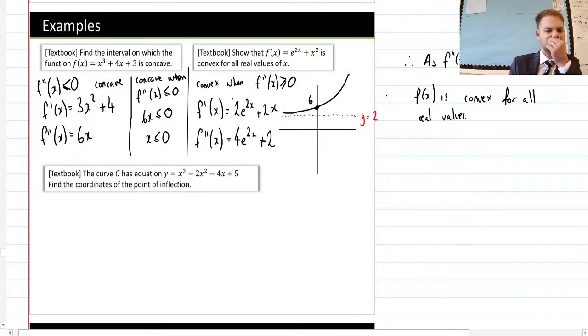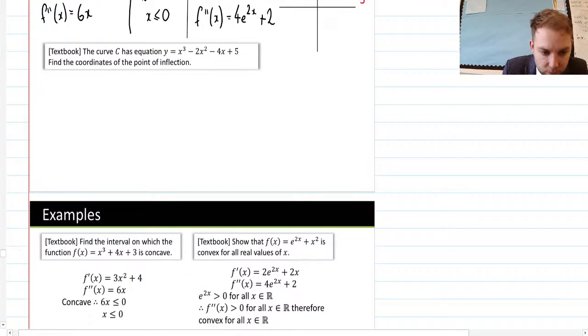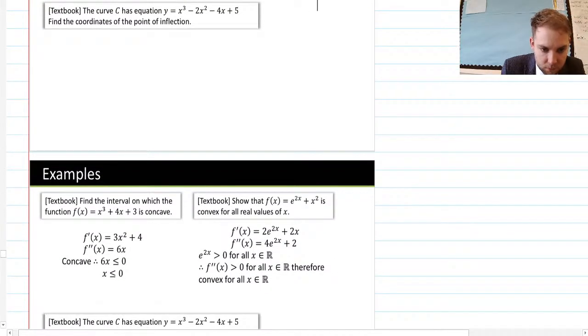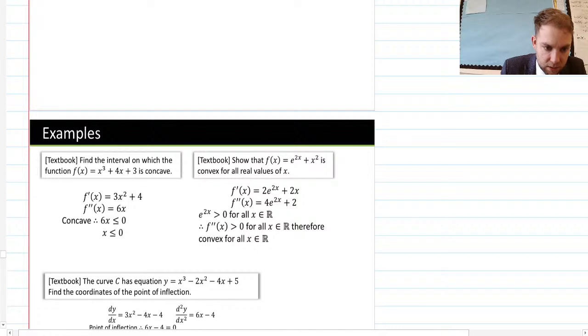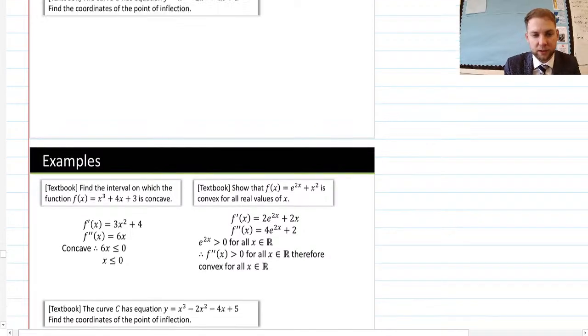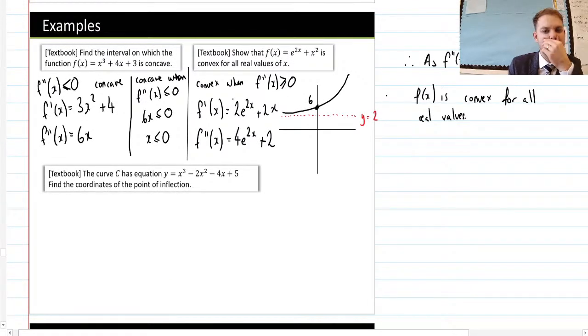Like so. Brilliant. Let's just check that. Therefore, as f double dash of x is greater than 0 for all values of x, it's convex for all real values, which makes sense.